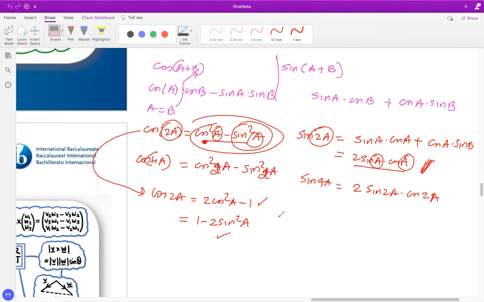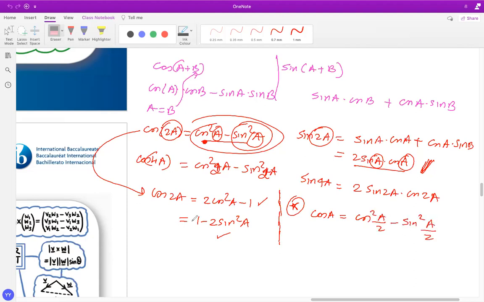Now, what are the half angles? Half angles are equally important for your calculations. So we'll be doing one problem on half angle as well. So what is half angle basically? If you have cos A, it is cos squared A over 2 minus sine squared A over 2.